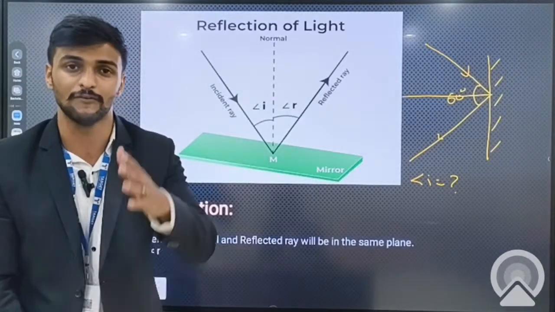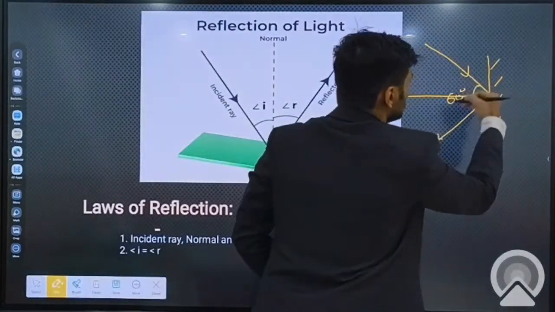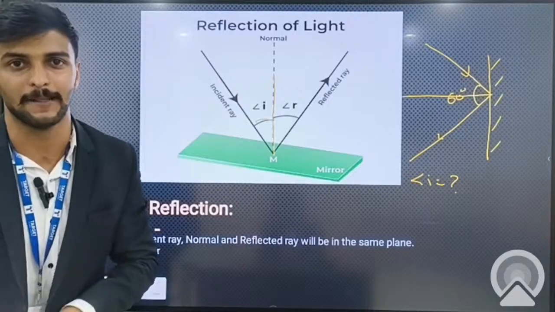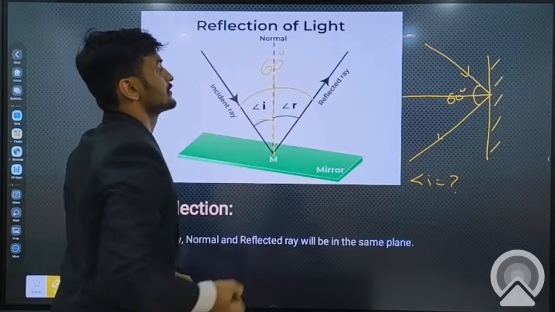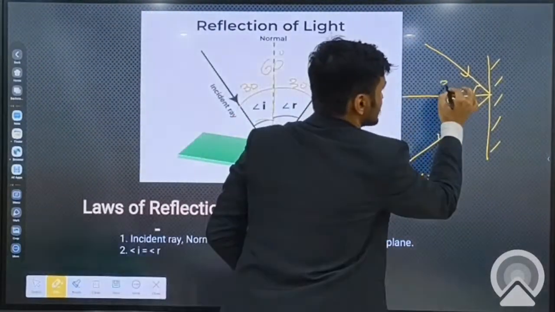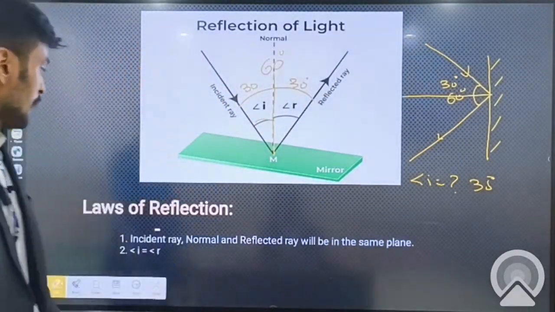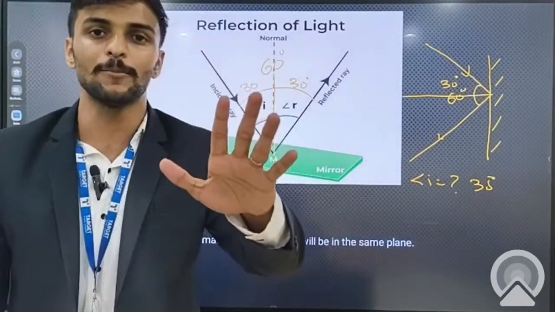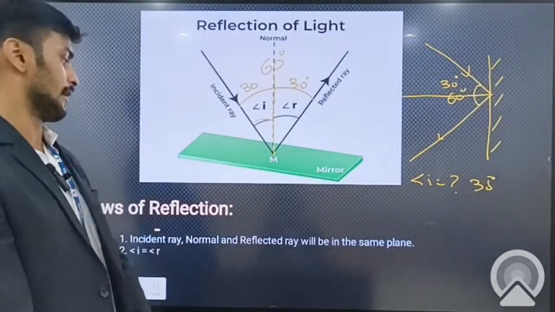So what will be the answer? What will be angle I? Listen guys, what is meant by angle of incidence? The angle between the normal and the incident ray. But here the total angle is given, that is, this is 60 degrees. So what will be angle I? This will be 30 and this will be 30. Angle I equals 30 degrees. Clear guys? So the law of reflection is very important. We have two laws: the incident ray, normal and reflected ray will be in the same plane. Next one, angle I will be equal to angle R.